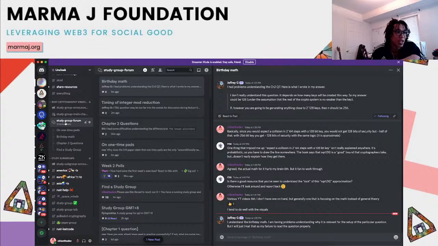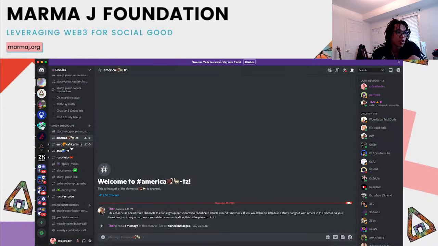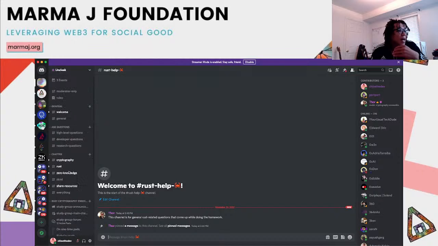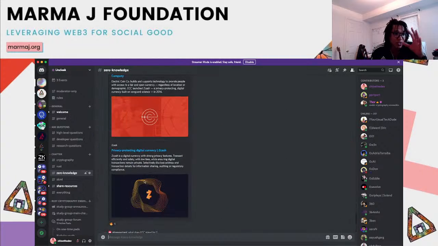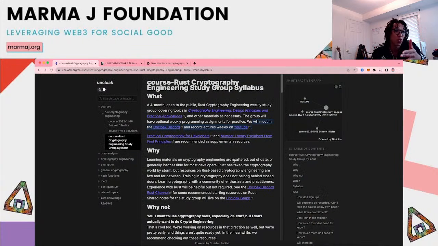We have a study group forum. We have different study groups you can meet in: the American study group, the Euro study group, the Asia study group, and a General Rust Help study group. There are lots of different ways to get involved. There's cryptography chatter, Rust chatter, zero knowledge chatter, and so many things going on in this Discord. In my opinion, it's the number one place to find out what's going on.